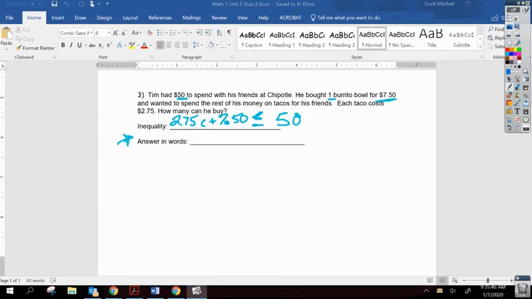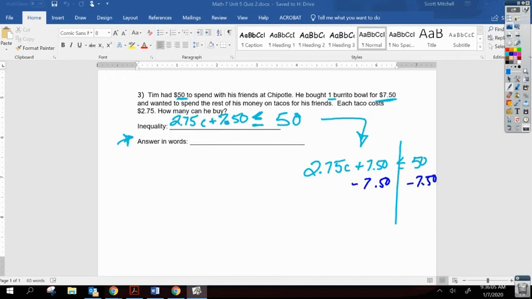Now, some of you, again, tried to translate and put it down here. That's not what we're asking you to do. We're asking you to solve this first. 2.75C for the number of tacos, $2.75 times every taco, plus the burrito bowl has to be smaller than or equal to 50. Let's solve this. -7.50 minus 7.50. We get 2.75C has to be smaller than or equal to whatever he has left. So there's 42.50 left.